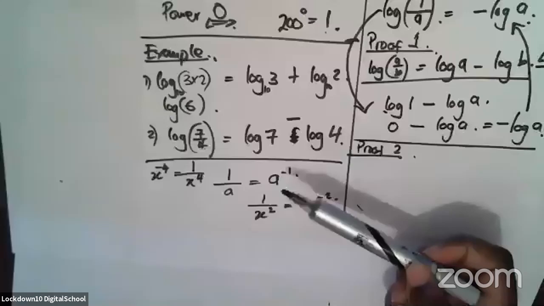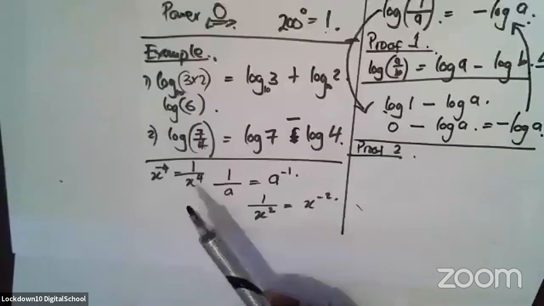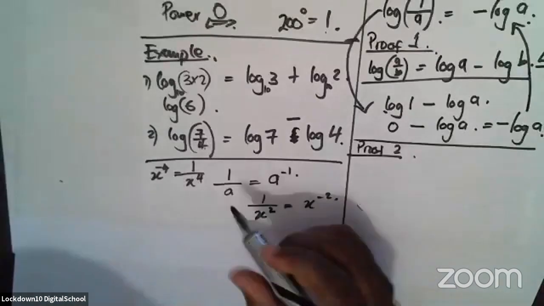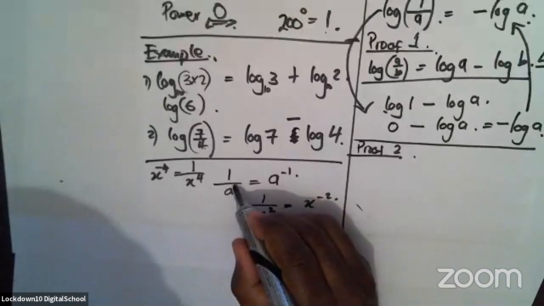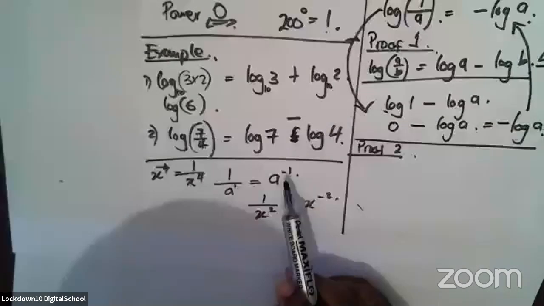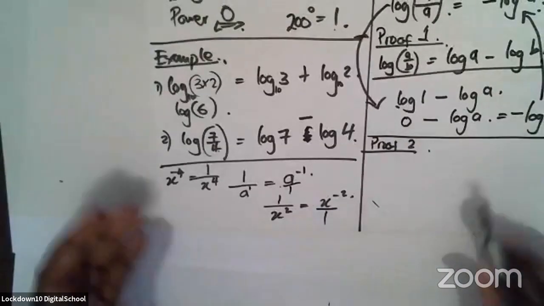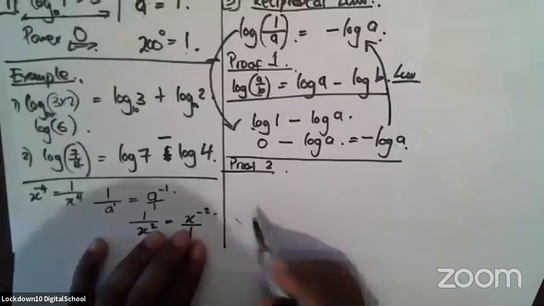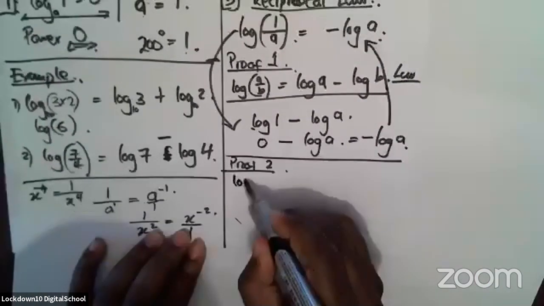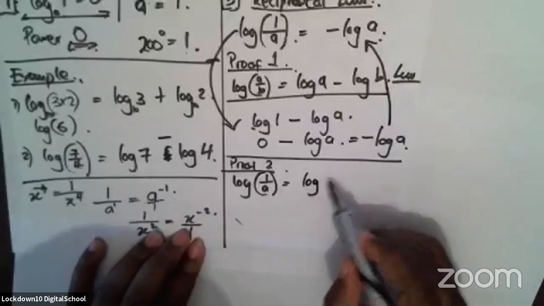Here you can actually see when I bring it down, the sign changes. Here it is to the power 1, but if I bring it up, the power becomes negative. If the power is positive and I bring it up, it changes, because it is basically saying over 1. So that's where proof number 2 comes in. Log 1 over a is equal to log a to the power negative 1.